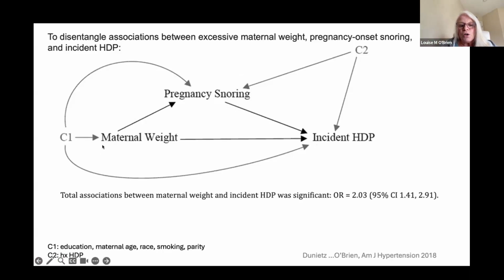But we also wanted to look at the effect. Does something go through snoring during pregnancy? Because if it does, we could address that, right? We could maybe help people stop snoring. If it was OSA, we could treat them with APAP or something like that.